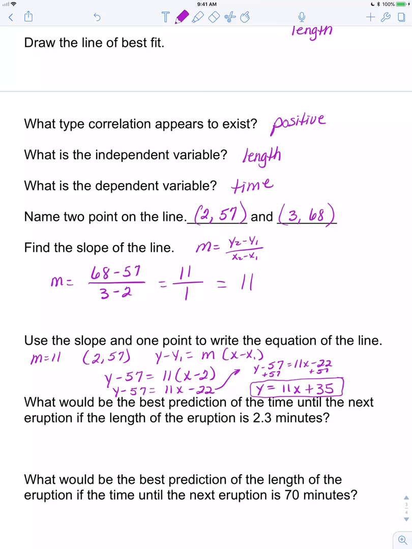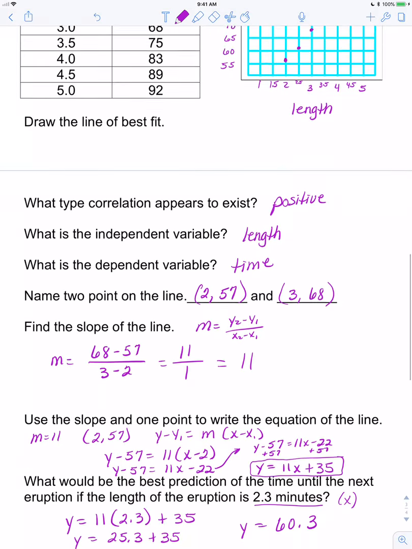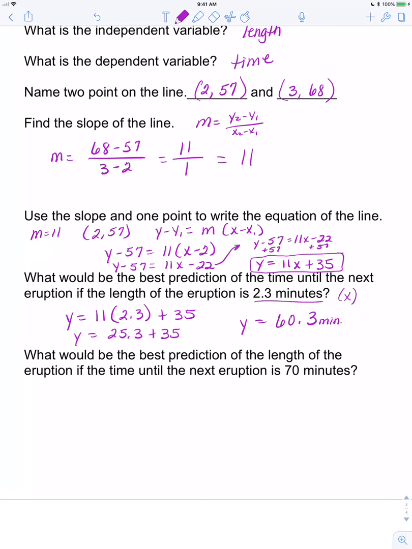So what would be the best prediction of the time until the next eruption if the length of the eruption is 2.3 minutes? Well, remember 2.3 minutes, that's our x value. So we're going to stick that in for x and see what would be the time. So y would be 25.3 plus 35. So y would be 60.3, what is that, minutes, I guess? Yes, in minutes. So 60.3 minutes until the next eruption.